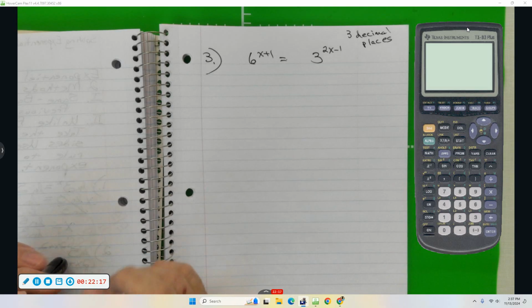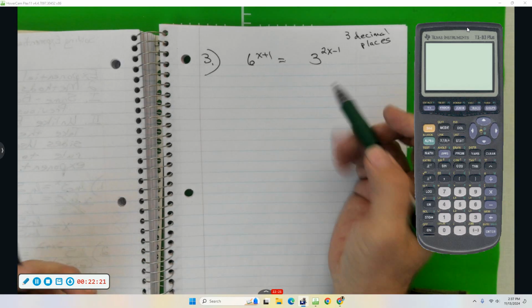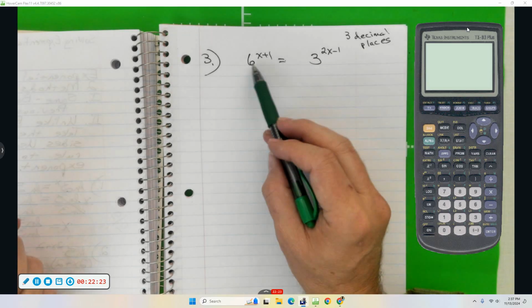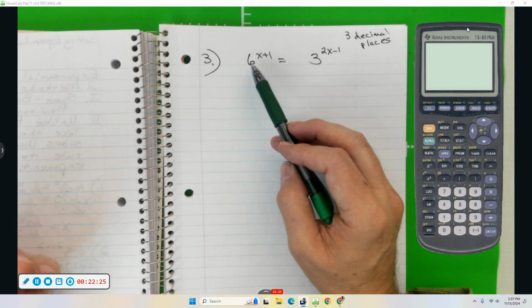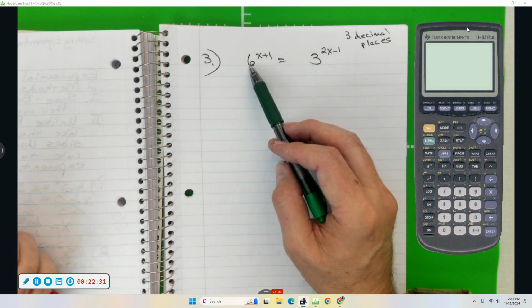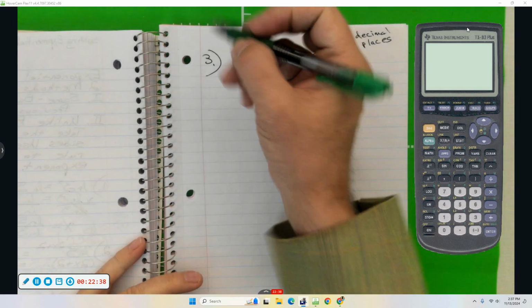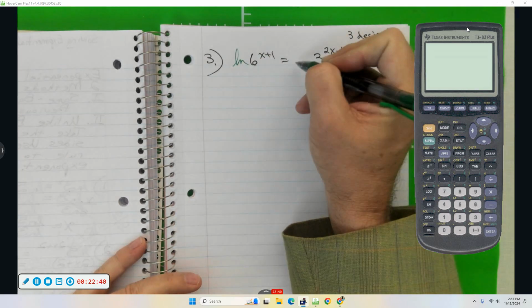They want us to round to 3 decimal places again. At first glance, you might be tempted to say, oh, we can get a common base. 3 and 6. A common mistake is someone would try to write 6 as 3 squared. Is 3 squared equal to 6? No, that's 9. You can't. There is no common base for this problem. So we stick on our ln.